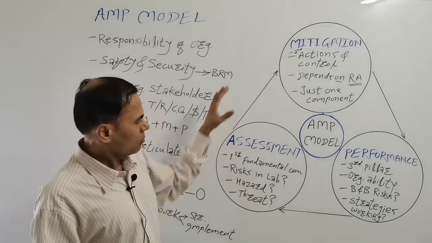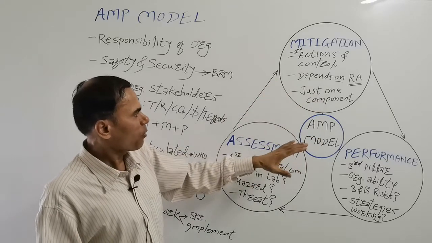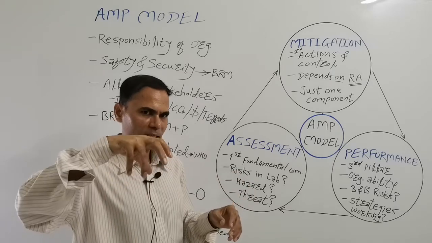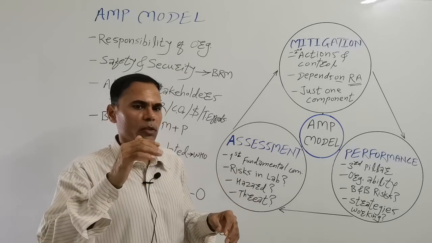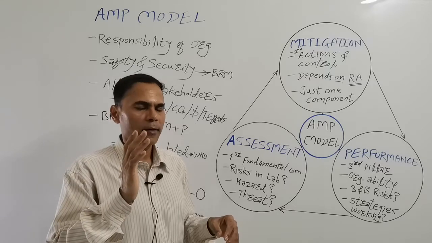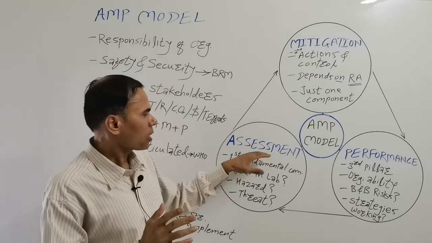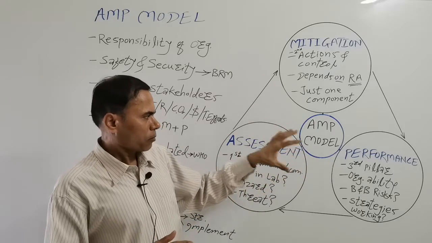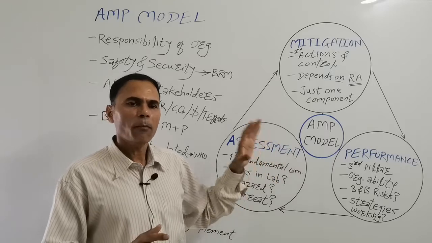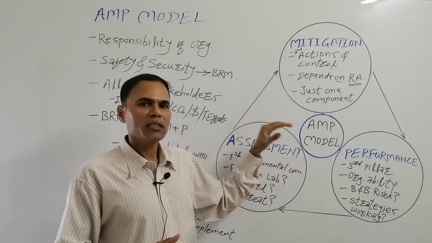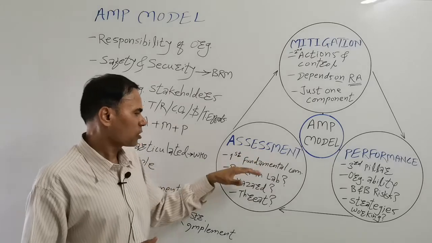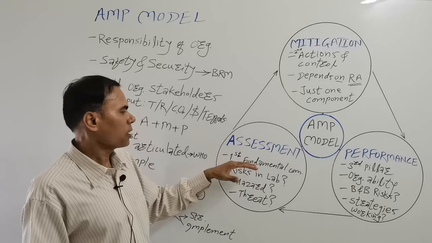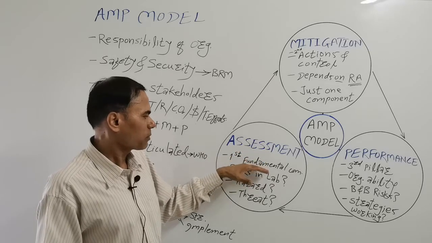This is the outline of the AMP model. It's just like a tripod. For example, if one leg is broken, the tripod will not be able to stand. Similarly, assessment, mitigation and performance serve as three pillars for bias management. Assessment is the first fundamental component, the first pillar of the AMP model for bias management.